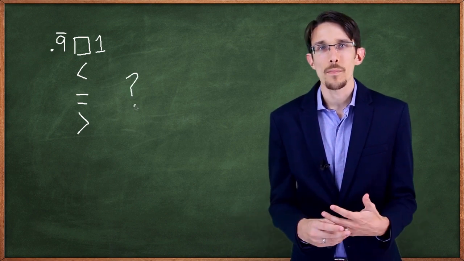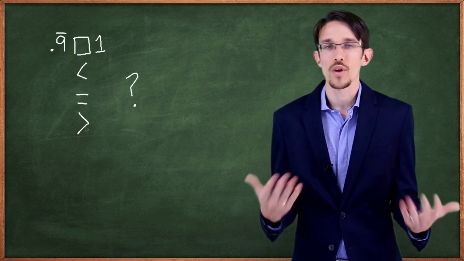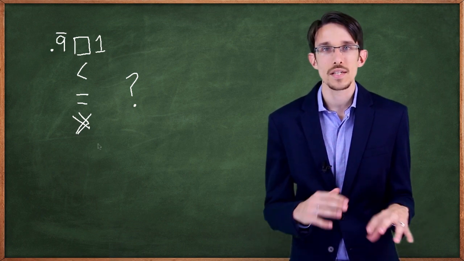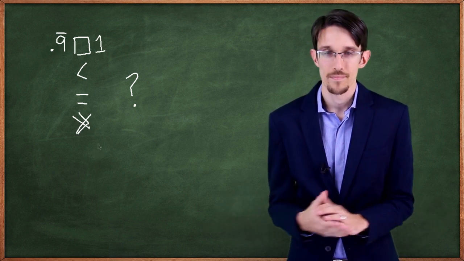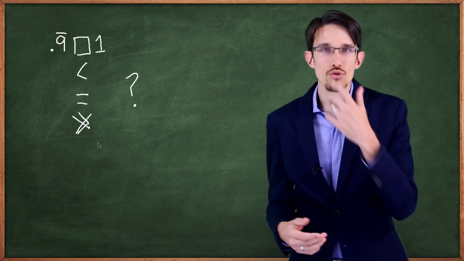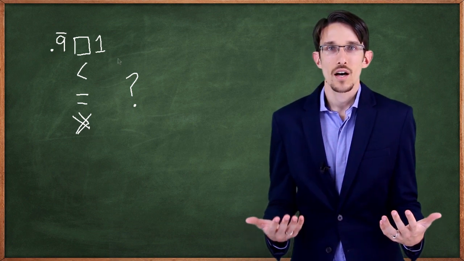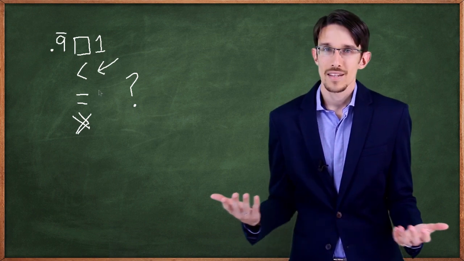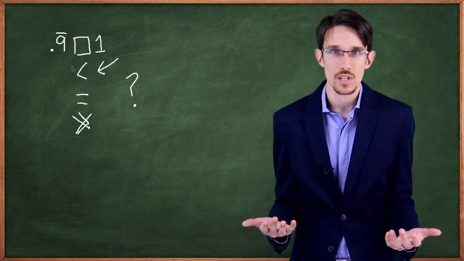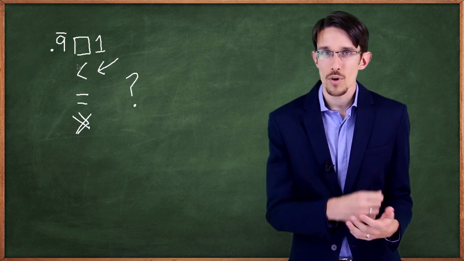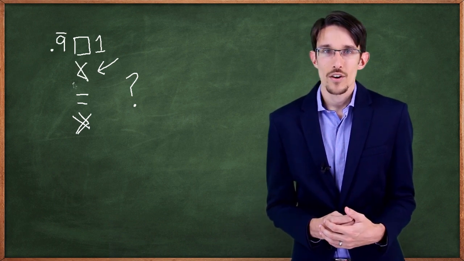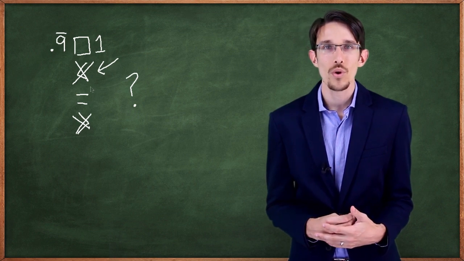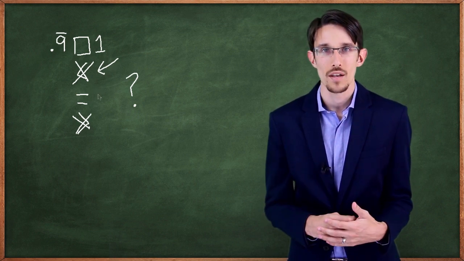So first we can start by eliminating the greater than. I think we can all see that it's pretty clear. 0.9 repeating is definitely not greater than 1. Now, you might choose ordinarily less than, but since this is called blow your mind math, that seems like a pretty humdrum choice, doesn't it? And you're smart and correct. They are not. 0.9 repeating is not less than 1. In fact, 0.9 repeating is equal to 1.